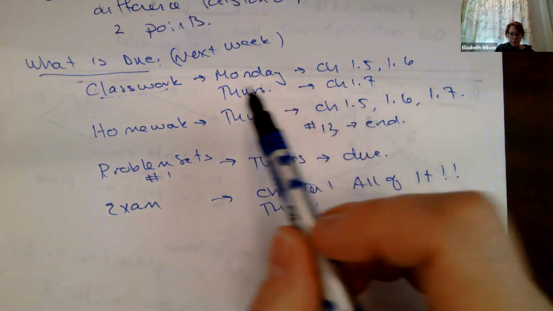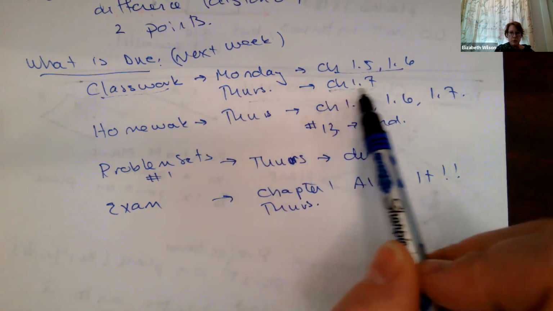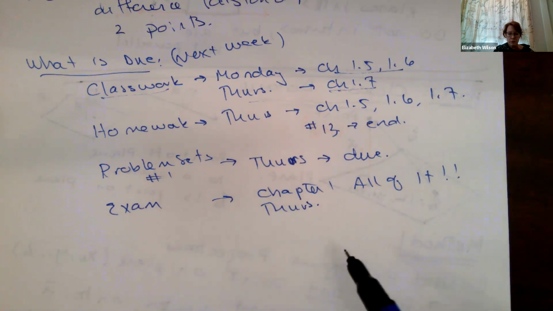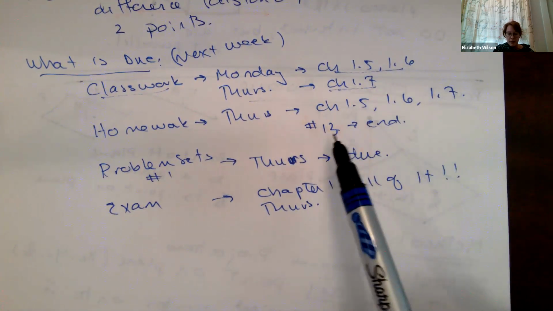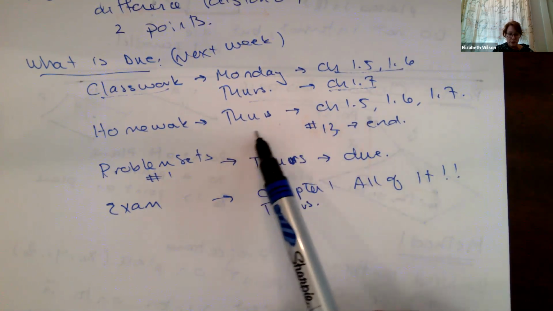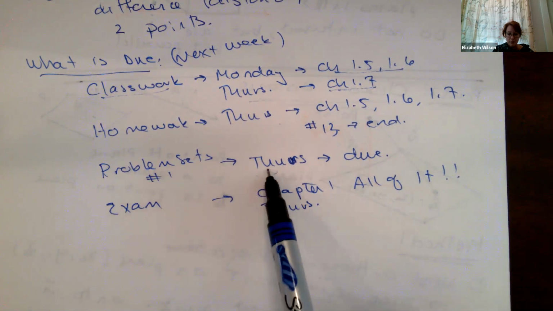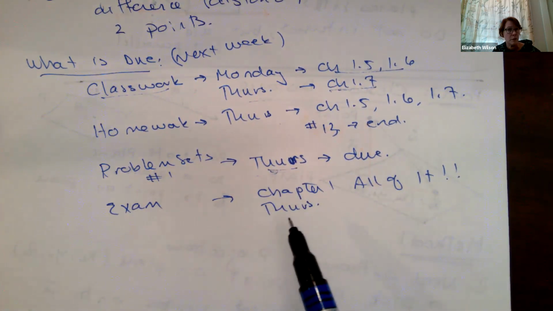So don't forget, Monday I'll take classwork for 1.5, 1.6. Thursday I'll take the classwork for 1.7, which we'll start going over today. The homework for the rest of the chapter is due on Thursday. That's when we take our exam. All these things are due at midnight. Problem sets due Thursday at midnight. And then the exam, we'll have an availability window like we do with our quizzes.